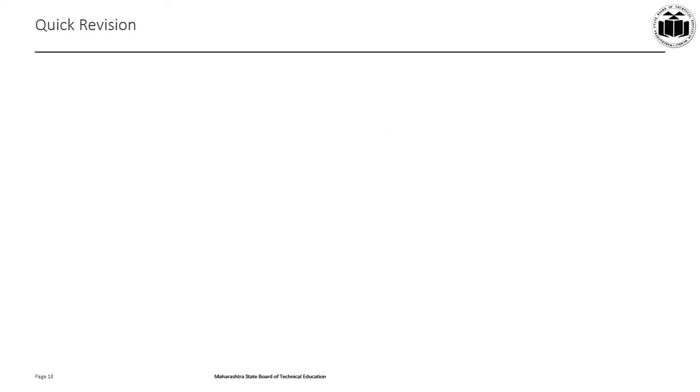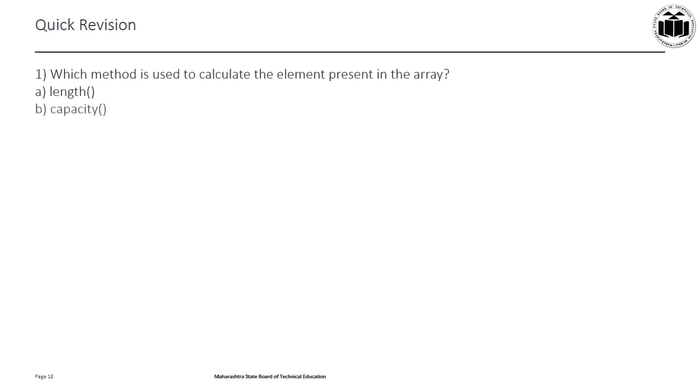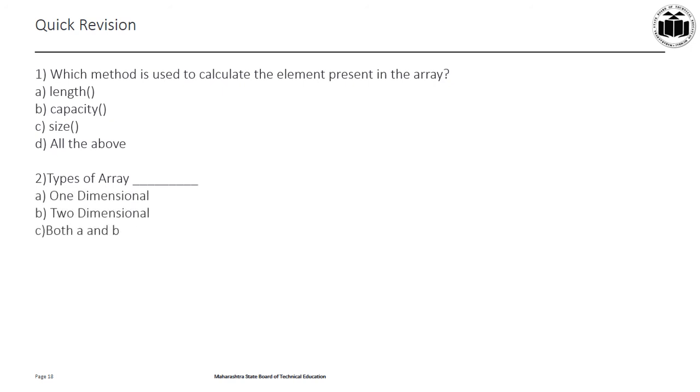Now we will take a quick revision based on today's session. Which method is used to calculate the elements present in the array? The options are length, capacity, size, all of the above. So the answer is length. The next one is types of array. The options are one-dimensional, two-dimensional, both A and B, none of the above. So your answer is both A and B.